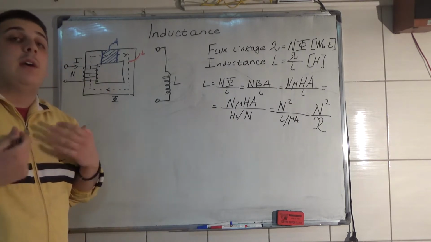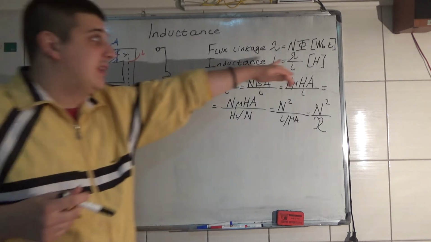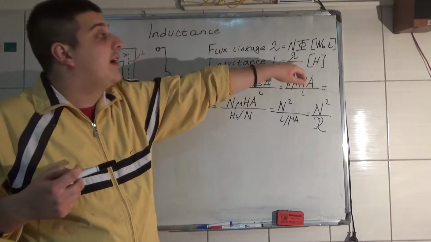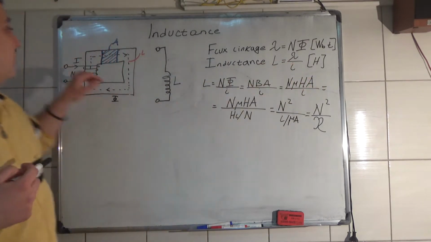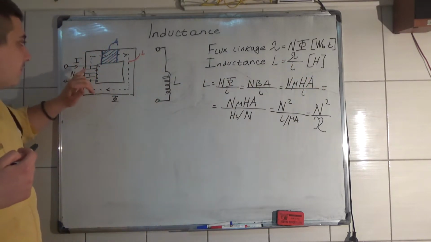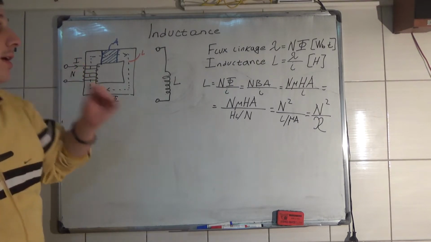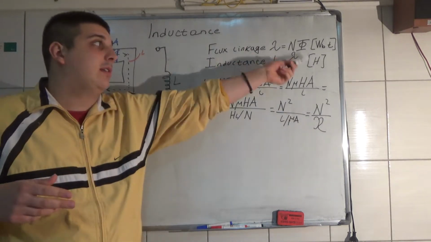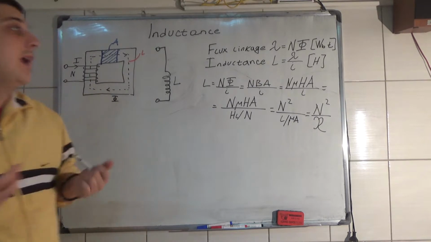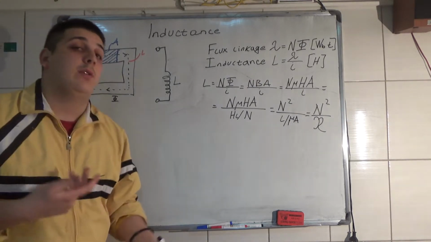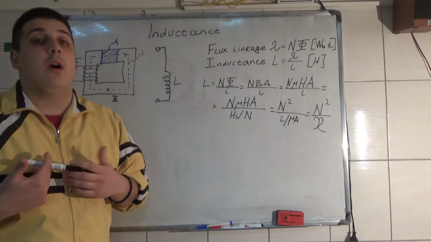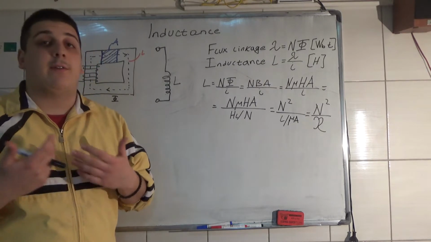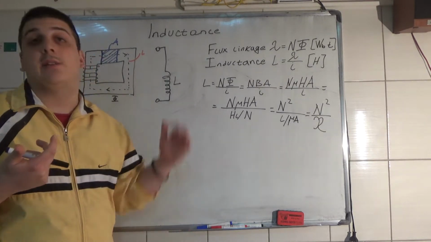Now, the inductance of this coil is measured by the flux linkage divided by the electric current that is going through this coil. And the unit is Henry. This capital letter H is called Henry. Now, there are a lot of other ways that you can define what is the inductance of this coil.